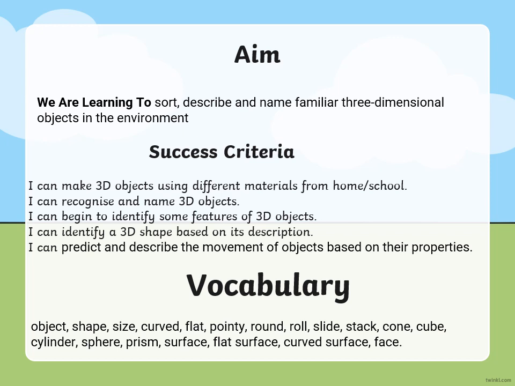I can recognize and name 3D objects. I can begin to identify some features of 3D objects. I can identify a 3D shape based on its descriptions. I can predict and describe the movement of objects based on their properties. And we will continue to use the same vocabulary, particularly focusing on words such as roll, slide, and stack today.